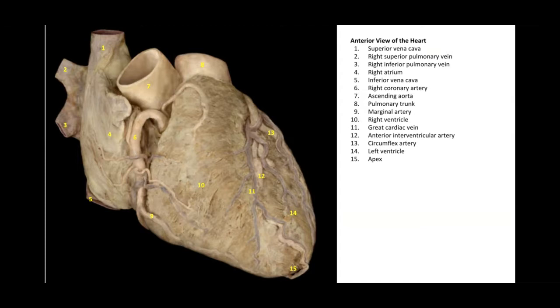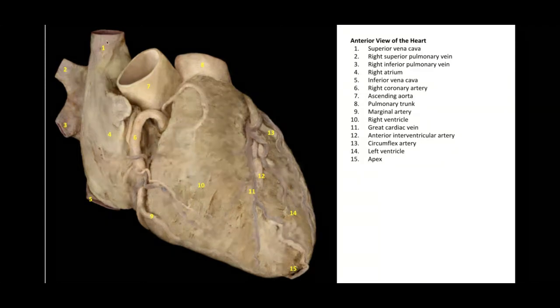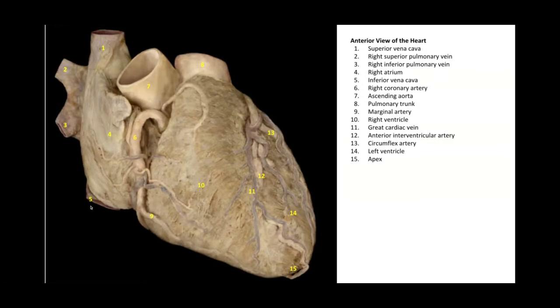Right and left coronary artery are the arteries which are originated from our aorta. So you need to know that the aorta first gives branches to the heart wall, and then it gives branches to the other part of our body. And number 9 is the branch of right coronary artery, and we call it marginal artery. Then you can see the superior vena cava with number 1 and inferior vena cava by number 5.